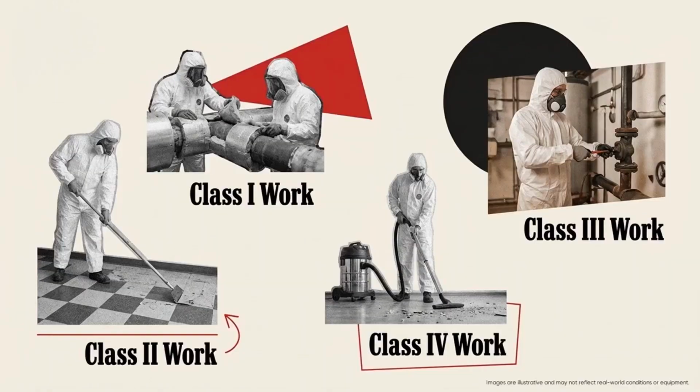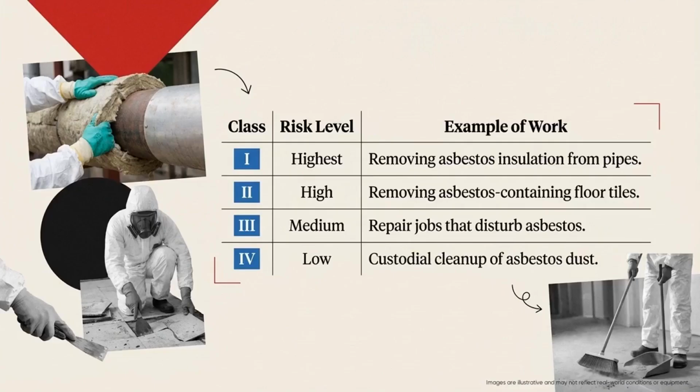Now, to help everyone stay under these limits, OSHA classifies every single type of asbestos job into one of 4 classes. It's a system designed to match the right level of protection to the actual level of risk. You can think of it as a hazard rating system from the most dangerous jobs down to the least. And here are those 4 classes.